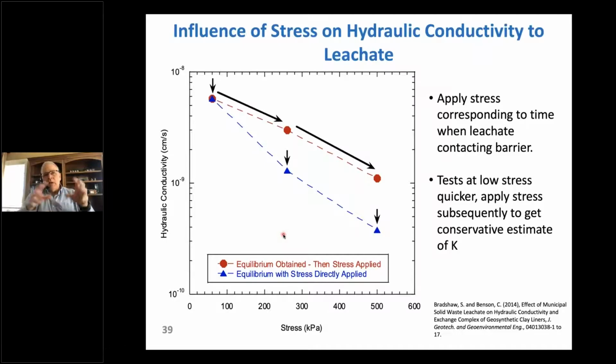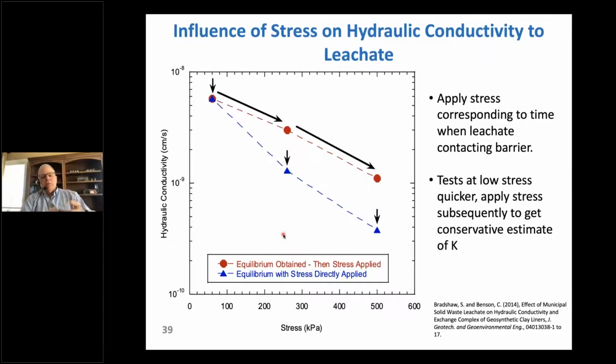Do I need to run the test to completion at each stress, get it to hydraulic equilibrium and chemical equilibrium, and then ramp up the stress? Or could I run it to chemical equilibrium and hydraulic equilibrium at low stress, and then just increase the stress and do the test much more quickly? Well, as we'll talk about a little bit later, there's a real advantage to getting it to chemical equilibrium first at lower stress, and then ramping up the stress incrementally. The test time is quite a bit quicker. We will end up with slightly different results.